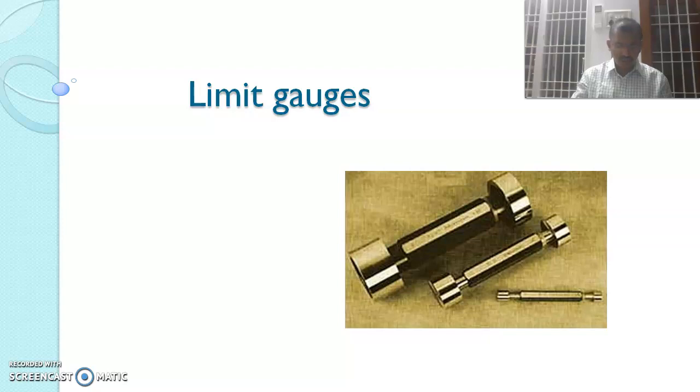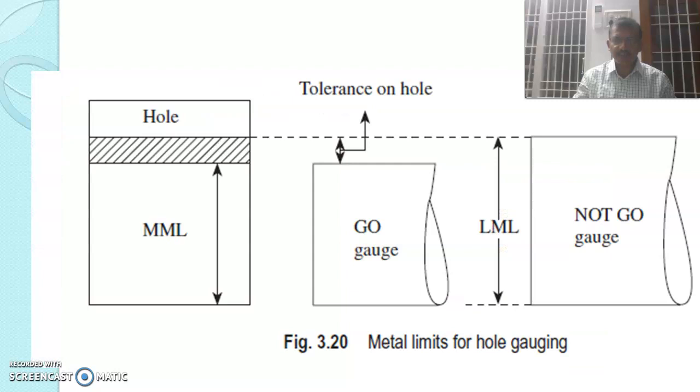Limit gauges are used for mass production purposes, for inspection of many parts at a time. They do not follow the line standards; they form the end standards. They can be used to check the limits, the maximum metal limit and the minimum metal limit, and will not check the actual dimensions. Since they check the limits, they are called limit gauges.